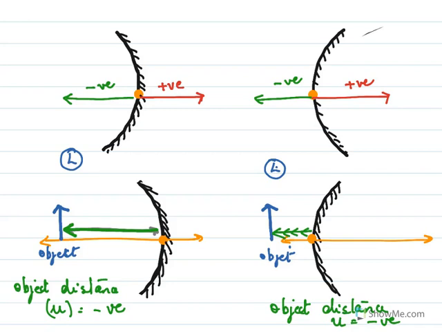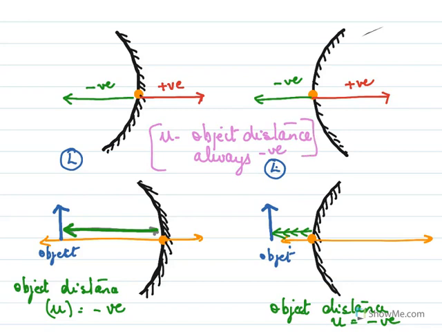So I repeat again, u, which is object distance, is always negative. You need to remember this point because the object is always kept to the left, and we measure object distance towards the left. We go from the pole to the object towards the left. Everything that goes towards the left is measured negative.